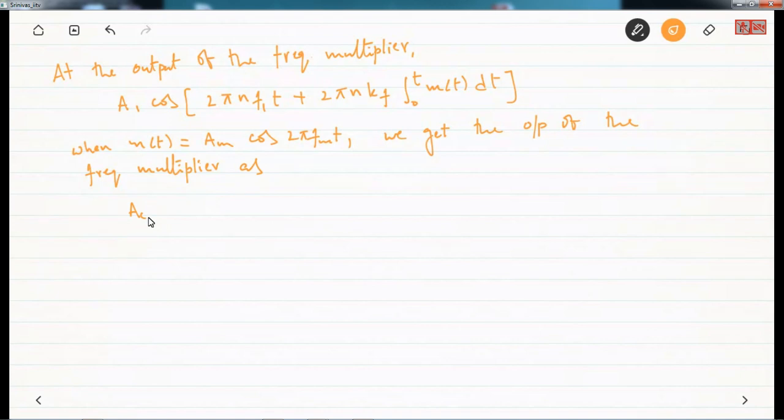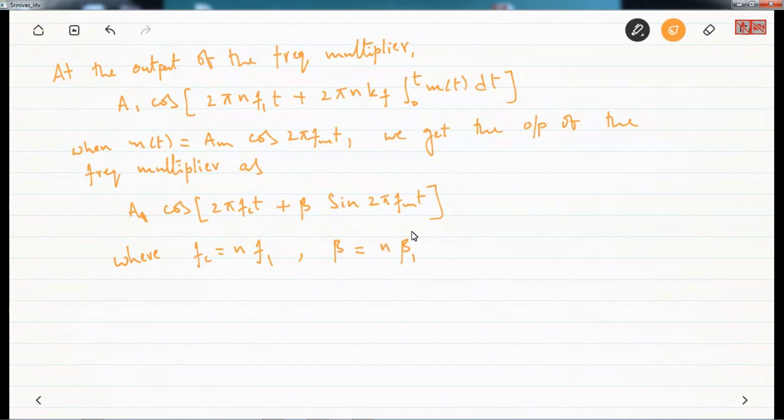Okay, so strictly speaking, the frequency multiplier doesn't change the voltage, doesn't change the amplitude, so maybe I should still write this as A1 cos 2 pi fct plus beta sin 2 pi fmt, where fc is n f1, because the input is f1, that is being multiplied by n. So the new frequency n f1, I am calling it as fc, right? And beta is equal to n beta 1.